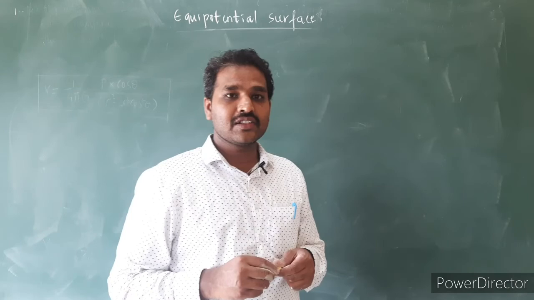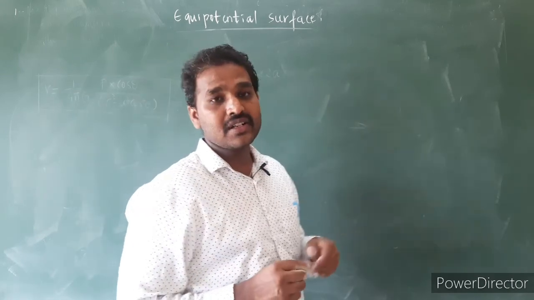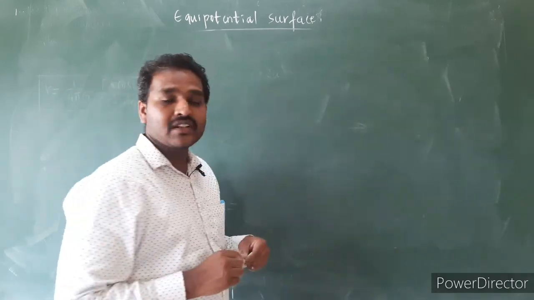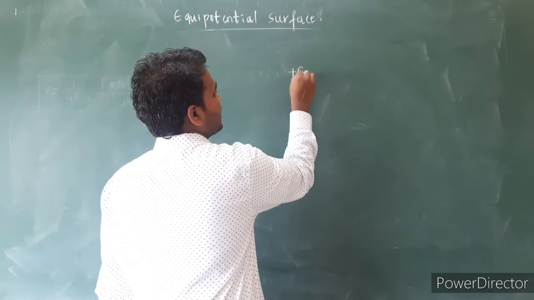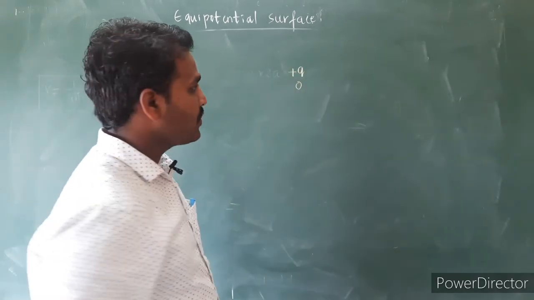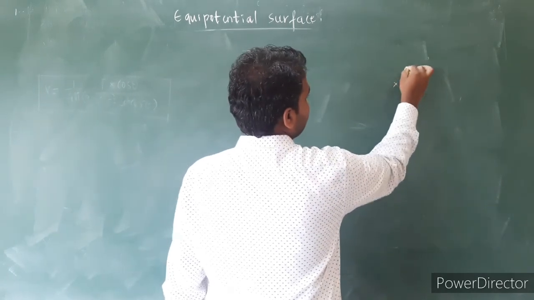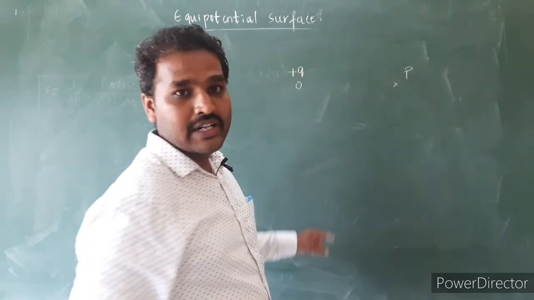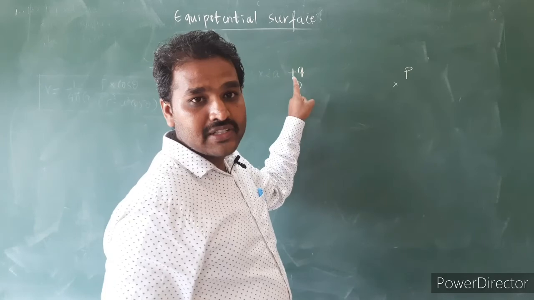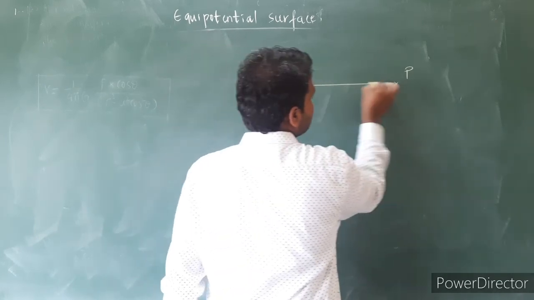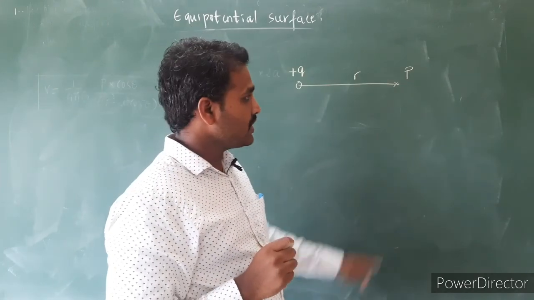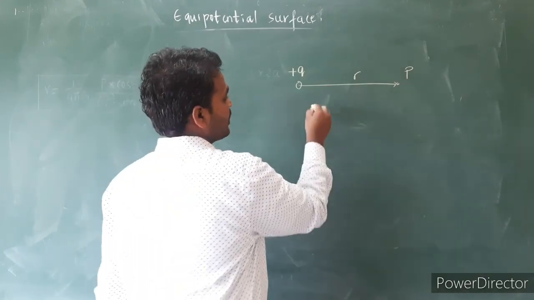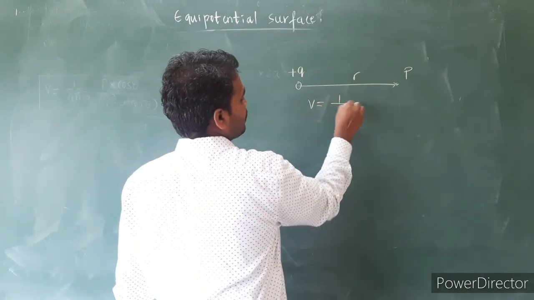Next, we shall discuss the concept of equipotential surface. In the previous class, we have seen whenever I have some source charge, let me have a source charge of plus q, at any point P, the electrostatic potential because of this source charge, if the distance between these two points is r, the magnitude of the electrostatic potential at any point P is given by the equation V is equal to what?